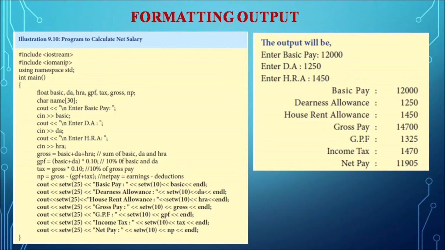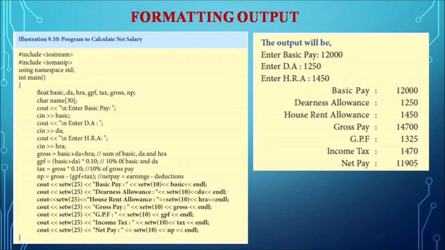So this library holds all the manipulator functions, that is setw, setprecision, setf. All these input/output manipulator methods are stored in this iomanip library. Next is using namespace std, and the main function starts here.